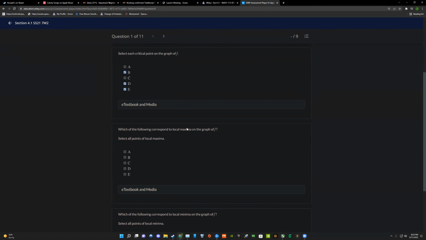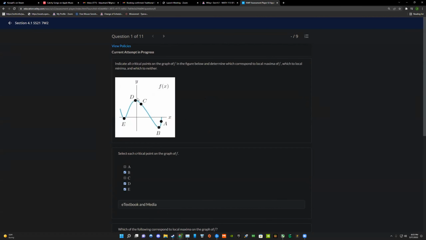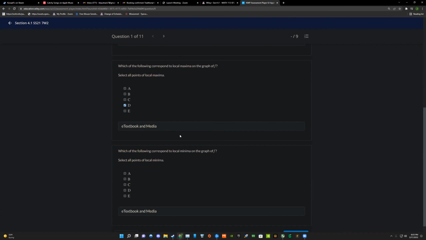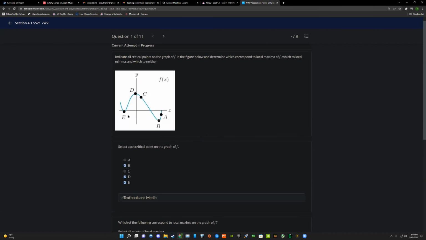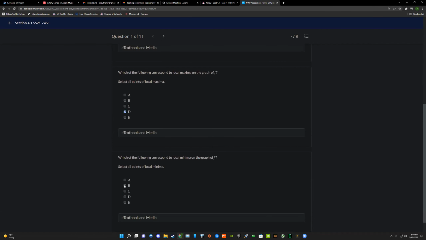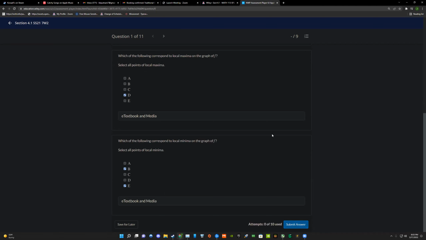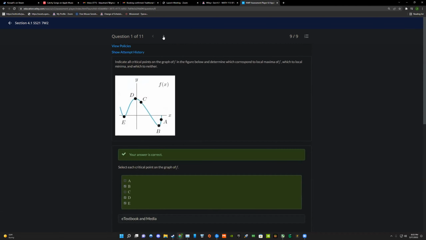All right. Okay. Local maxima. So maximum, so just D. With a local minima, E and B. Done and done. There we go. That was great.